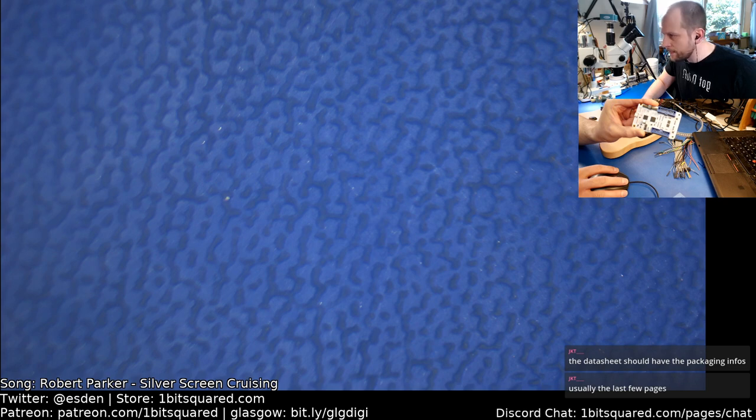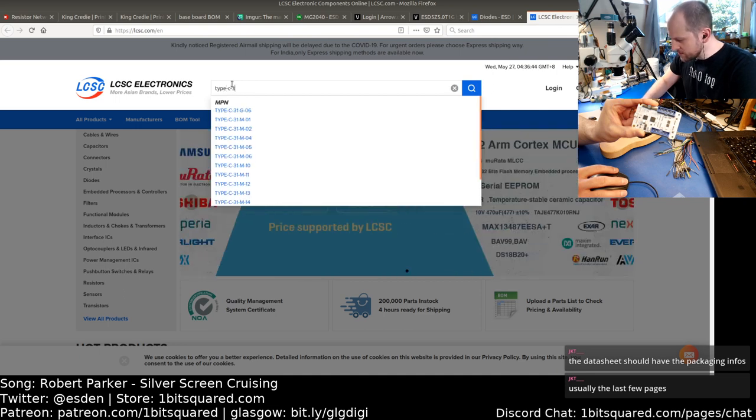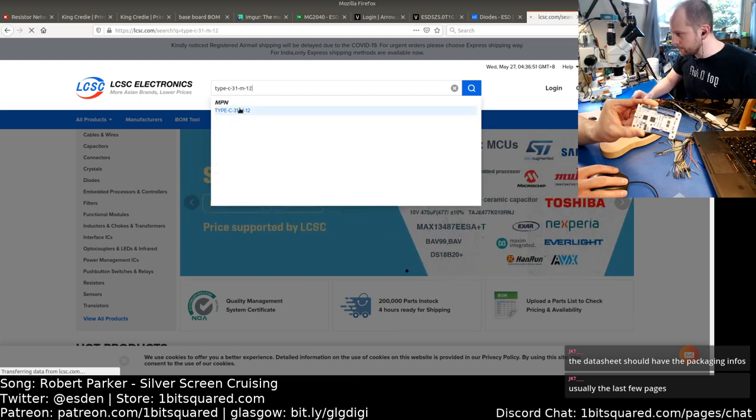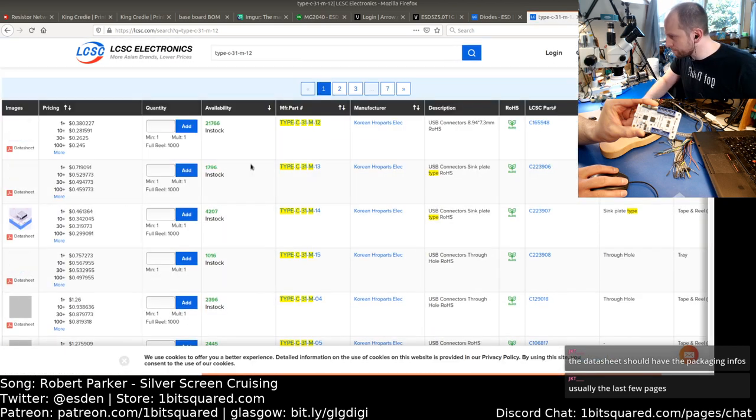All right, so let's go to LCSC, and the part number is... I should show you my desktop. There we go. So this is the footprint that is even in the standard KiCad library. So that's the part. Oh wow, they have a bunch. But yeah, anyways, this is the part I got.